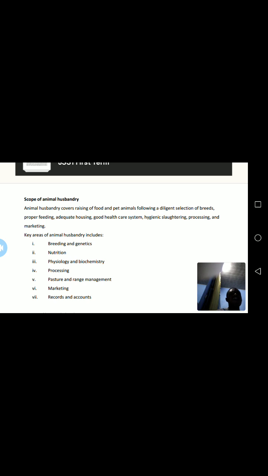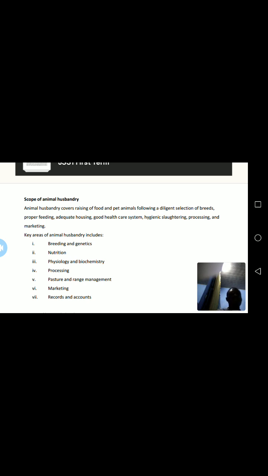There's hygienic slaughtering. So if you kept animals for meat, the act of slaughtering these animals, the place where they are being slaughtered, must be hygienic, must be clean, so that the meat doesn't carry disease, and you eating it don't end up contracting disease from eating the meat of the animal. Then we talk of processing. Yes, processing, that is transforming raw animal product into finished or semi-finished product.